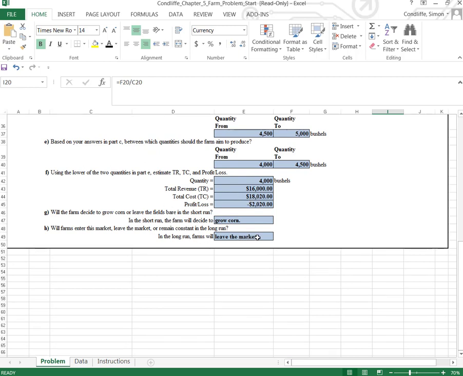In the long run, firms will leave the market. And as they do, the number of suppliers contract, the market equilibrium price will rise as the supply curve shifts leftward. And as that price rises, it rises for each of the individual firms. And then they can move back to what we call normal profit in the long run.